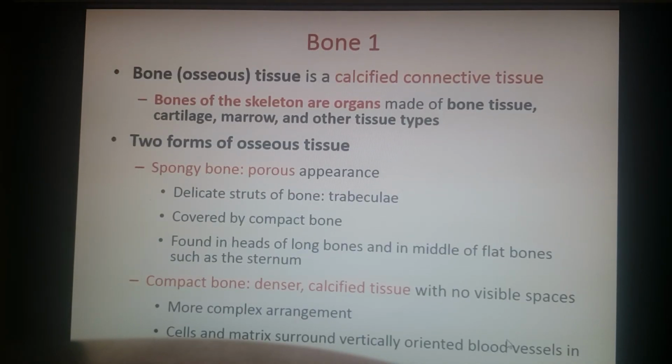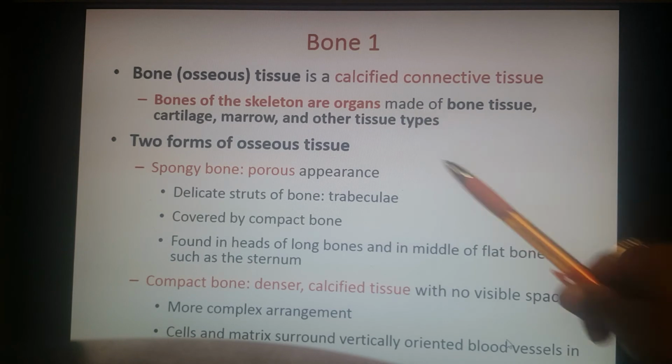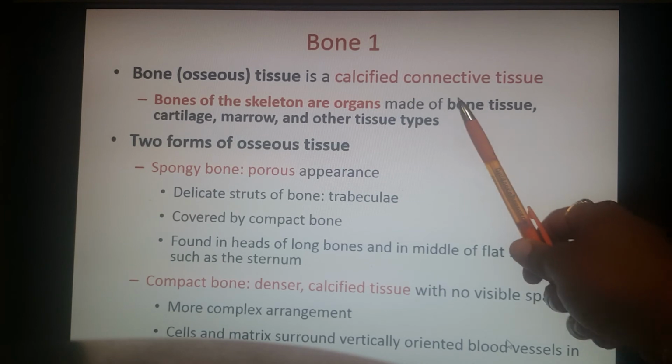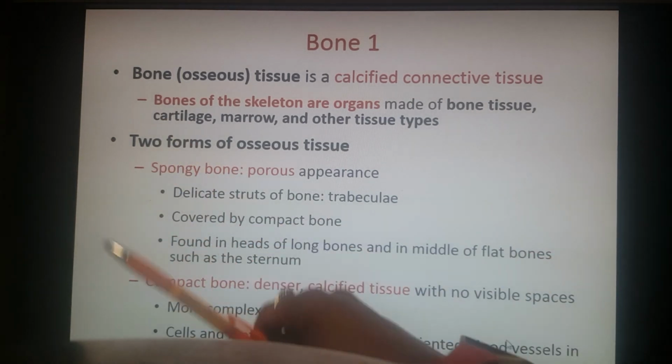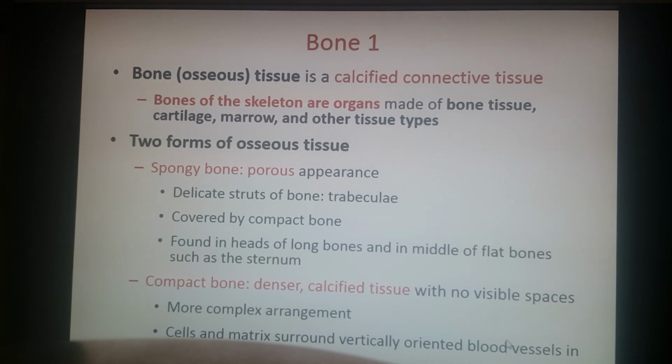The next type of specific connective tissue is our bone, making up our skeletal system. This type of connective tissue is what's called calcified. There are crystals made along the fibers that make up this tissue, and that's what hardens them. The bones of the skeleton are made up of bone tissue as well as your cartilage, the marrow on the inside of the bone, and other tissue types.